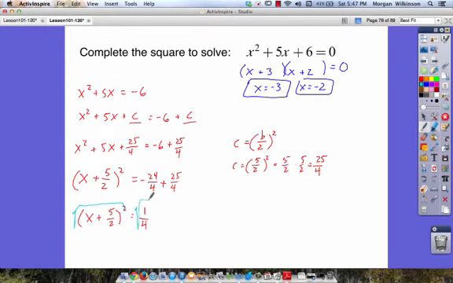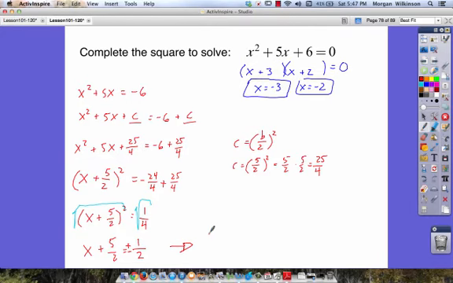Take the square root here, and we're going to get x plus 5/2 is equal to, well, the square root of 1/4. The square root of 1 equals 1, and the square root of 4 is equal to 2. So x plus 5/2 equals 1/2, but it has to be plus 1/2 or negative 1/2, because we're talking about a square root. Our final step will be to subtract 5/2 from both sides.